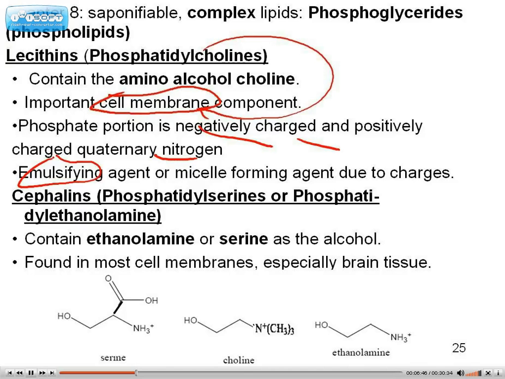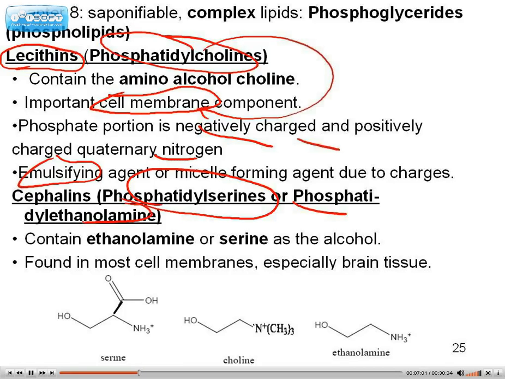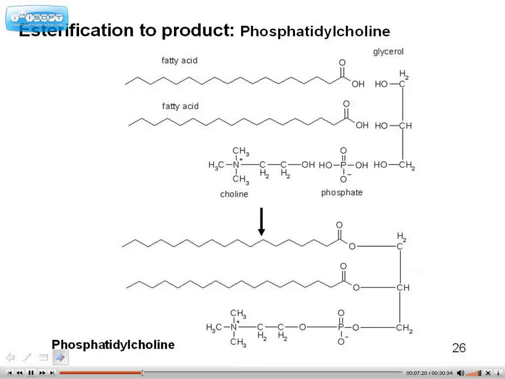If you have phosphatidylcholines, we have a subcategory for these. We call these lecithins. If you have phosphatidylserine or phosphatidylethanolamine, we tend to find these in neural tissue. So think of these as part of the neural cell tissue or brain tissue. So the fancy word for these are cephalins. Cephalins. You're responsible for that terminology.